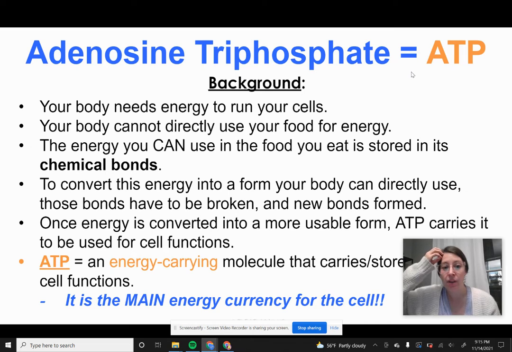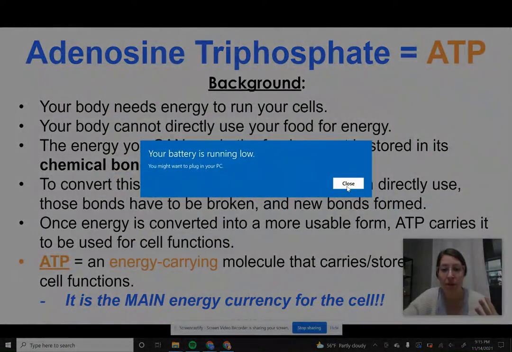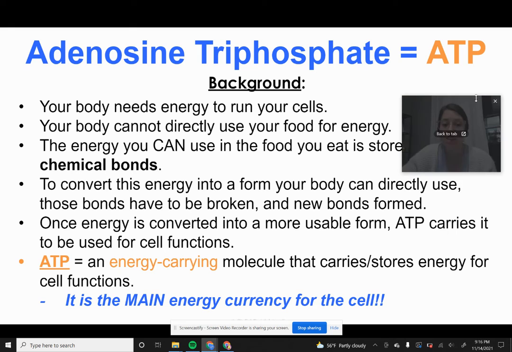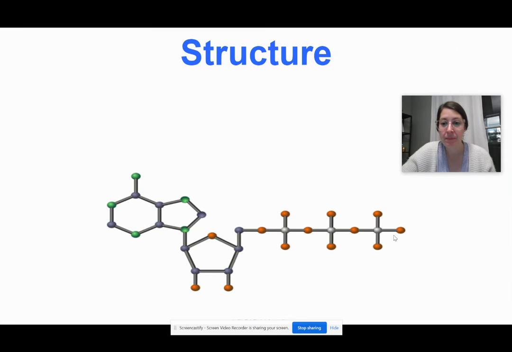So in order to convert this energy into a form your body can use, you have to deal with breaking and forming bonds. Once energy is converted into a usable form, we use ATP to help direct it towards a way your cells can use it. So ATP is an energy carrying molecule that carries and stores energy for cells' functions. It is the main energy currency for the cell.